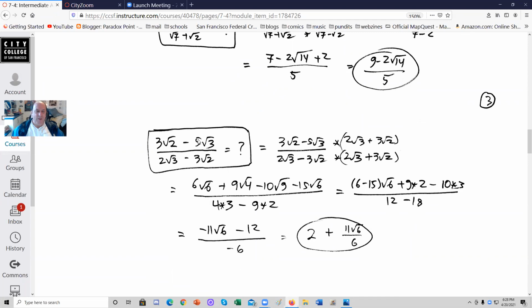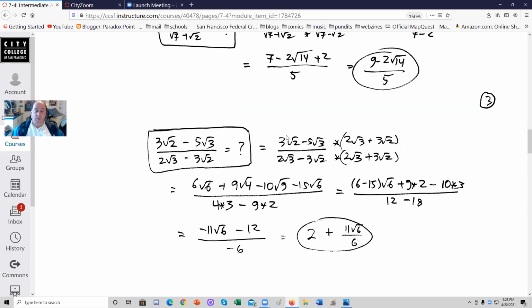Okay, this one is a rightness. 3 root 2 minus 5 root 3 over 2 root 3 minus 3 root 2. We'll take that fraction and rescale by the conjugate of the denominator. The denominator is 2 root 3 minus 3 root 2, its conjugate is 2 root 3 plus 3 root 2. Multiply above and below. Difference times sum is a difference of squares. 2 root 3 squared is 4 times 3. 3 root 2 squared is 9 times 2.